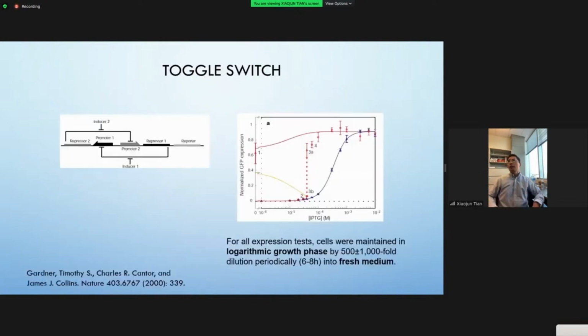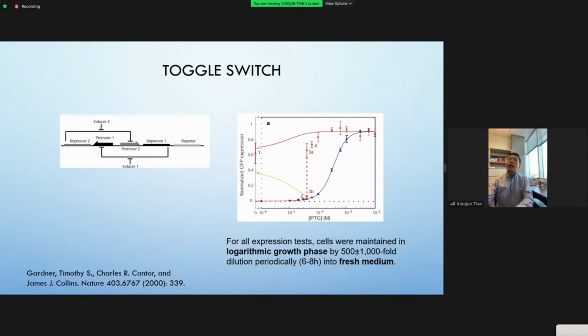And no, that's not the end of the story. We now think about the first synthetic circuit, the toggle switch, right? In the toggle switch, we have 2 genes that inhibit each other. That is also a bistable switch. And it was published in 2000, and we checked their protocol, and we found that they actually dilute the cells every 6 to 8 hours in order to maintain the cells in the log growth phase. And the growth rate is actually constant.